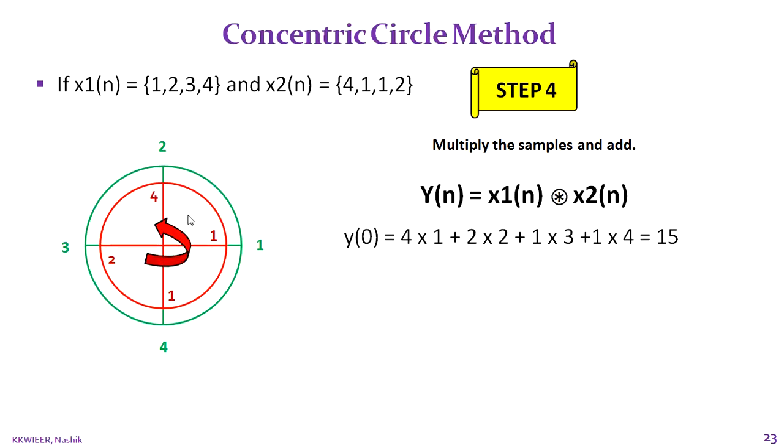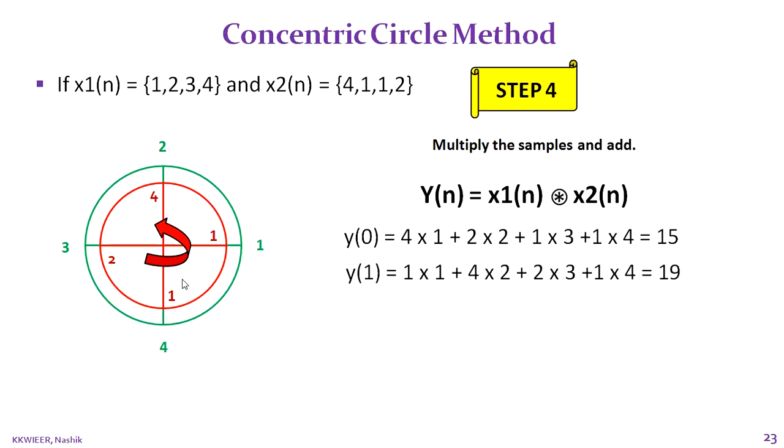So now y of 1 can be given as, again multiply it, 1 into 1, 4 into 2, 3 into 2 and 1 into 4. That will be 19. Now the 4 is here. Again shift it anti-clockwise by 1. So your 4 will come here. That will be your next step.